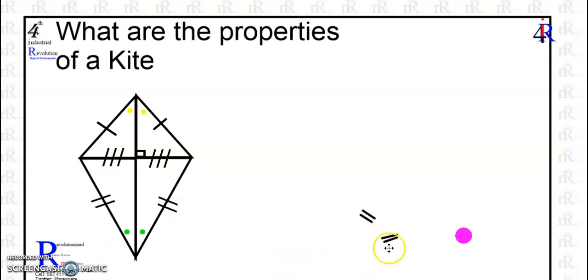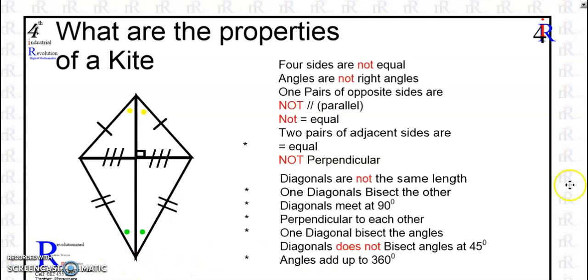Remember, we were doing comparison to a square, and we will look at how these properties differ from the properties of a square. So when we look at the properties of a kite, we notice that it has got four sides, but the four sides are not equal. Also, the angles are not right angles. The opposite sides are not equal. The adjacent sides are not equal, but I've got two pairs of adjacent sides that are equal to each other.